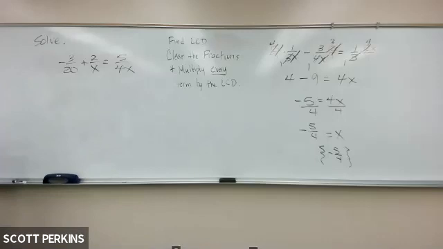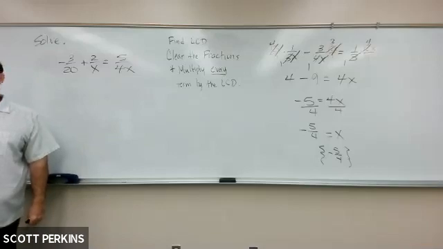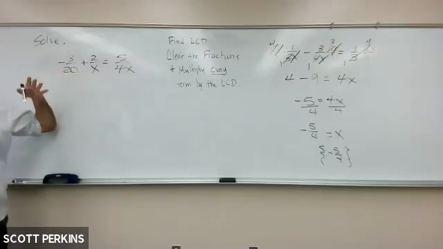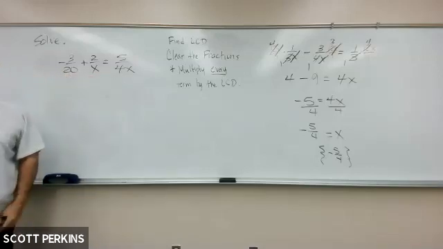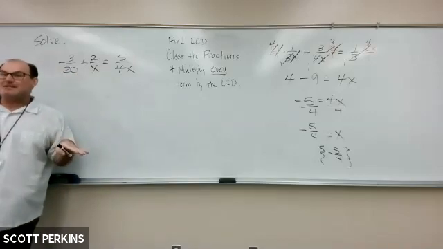Common denominator. Let's look at the numbers first. I've got 20, I've got 4. What's the least common denominator between 20 and 4? 20. Some of you might have said, hey, 20 times 4 is 80. You can use 80. You just got larger numbers to work with, but it'll get you to the same destination.